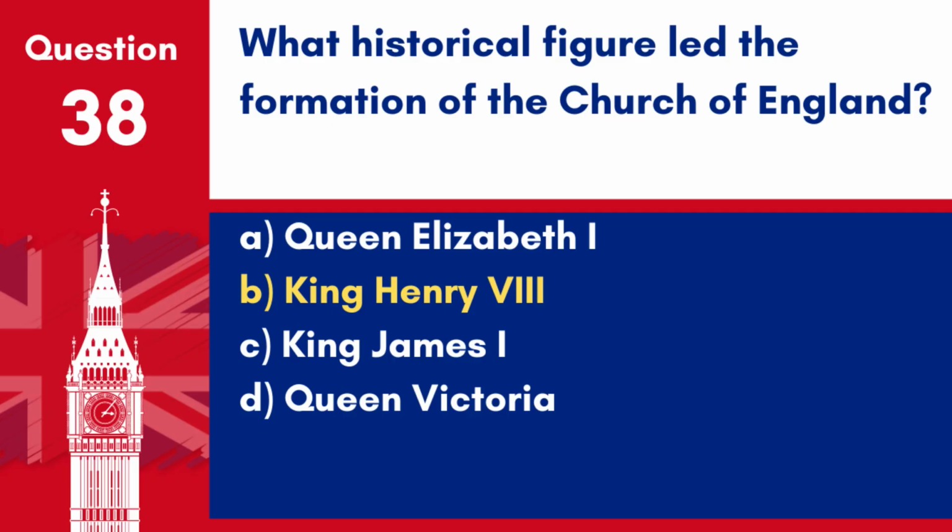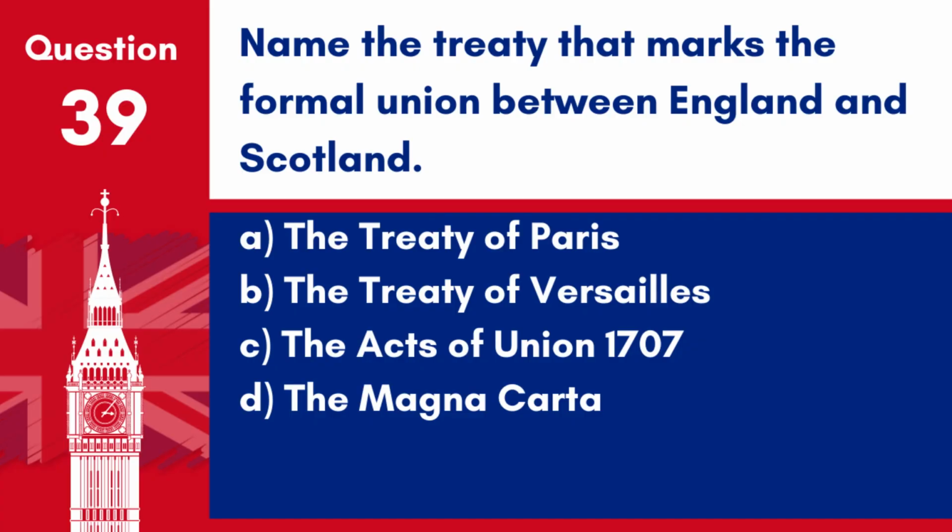King Henry VIII founded the Church of England in 1534 after his split from the Roman Catholic Church, primarily to secure an annulment of his marriage. Question 39. Name the treaty that marks the formal union between England and Scotland. A. The Treaty of Paris. B. The Treaty of Versailles. C. The Acts of Union 1707. D. The Magna Carta.